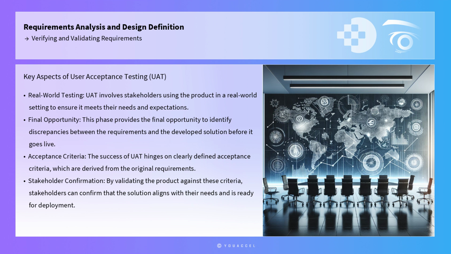Another effective validation method is user acceptance testing. UAT involves stakeholders using the product in a real-world setting to ensure it meets their needs and expectations. This phase is crucial because it provides the final opportunity to identify discrepancies between the requirements and the developed solution before it goes live. The success of UAT hinges on clearly defined acceptance criteria, which are derived from the original requirements. By validating the product against these criteria, stakeholders can confirm that the solution aligns with their needs and is ready for deployment.